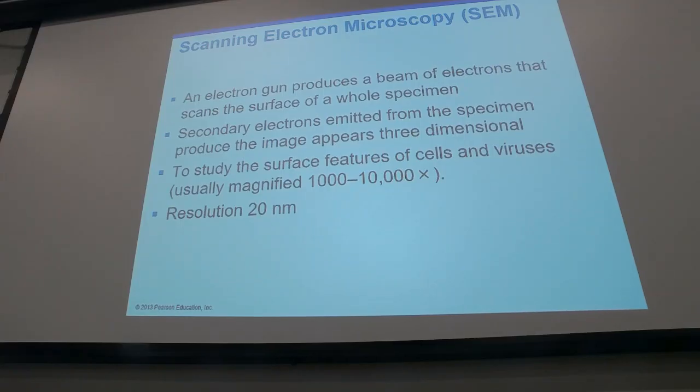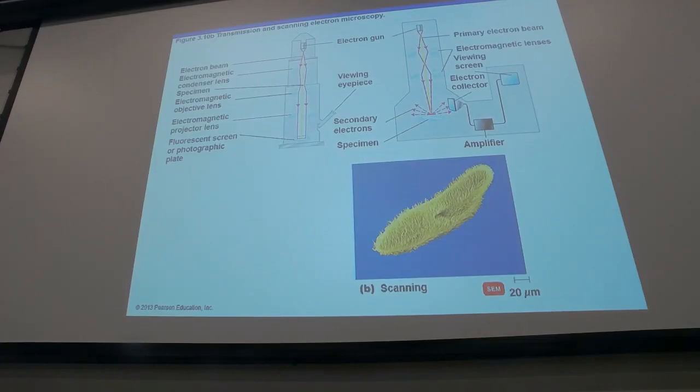The scanning electron microscope gives you a three-dimensional view of the surface of a whole specimen. And it uses electrons just like the other one. In this case, the scanning electron microscope goes side to side with this gun of electrons hitting the surface. It magnifies less than the TEM, up to 10,000 times. But it is good. It has a resolution of 20 nanometers. And look at how it lets you look at these images.